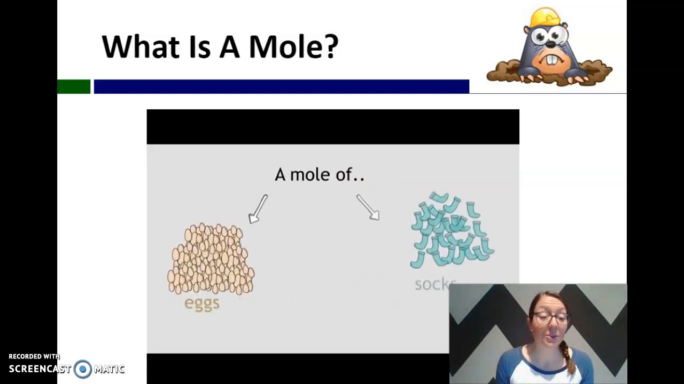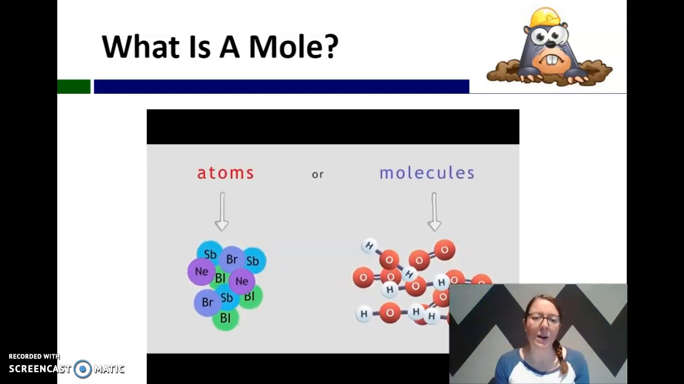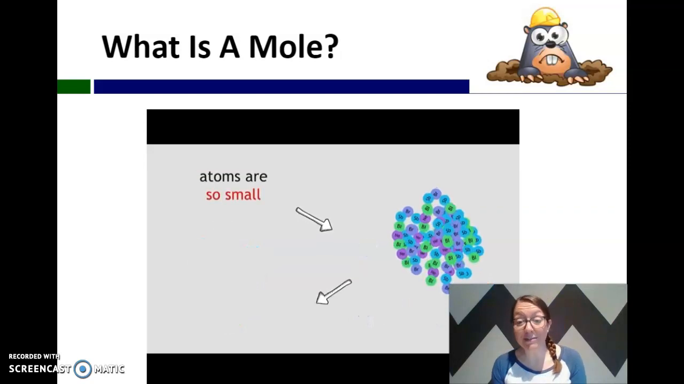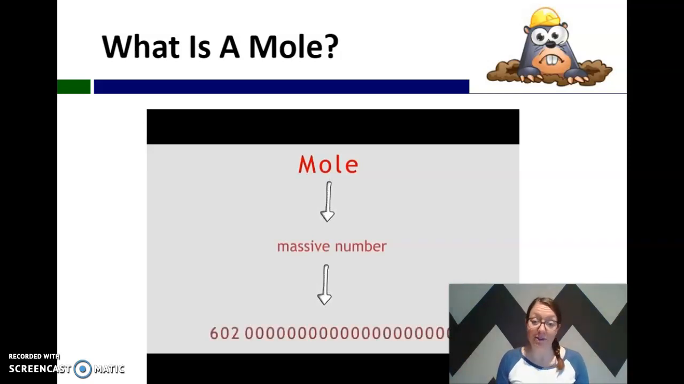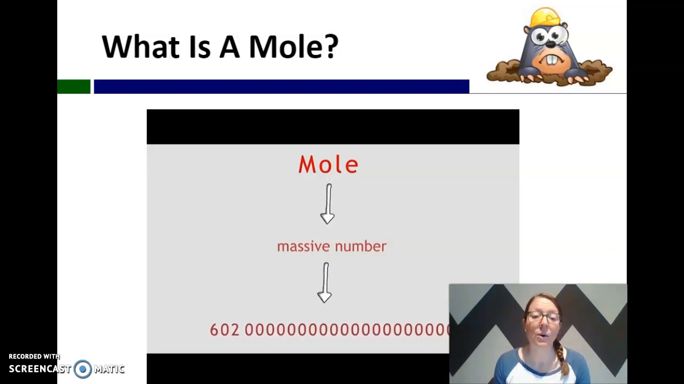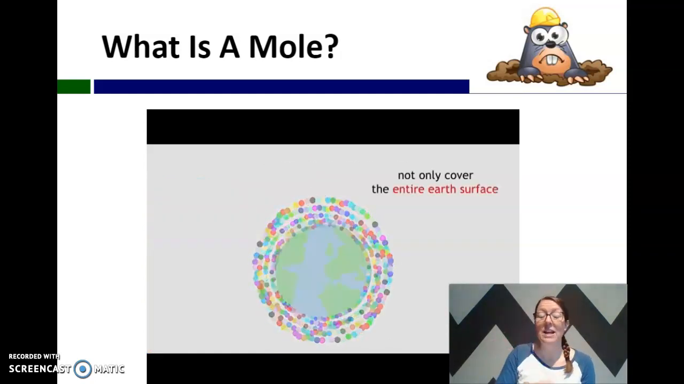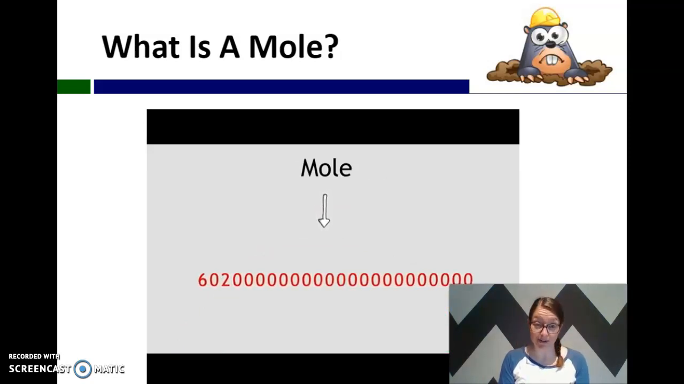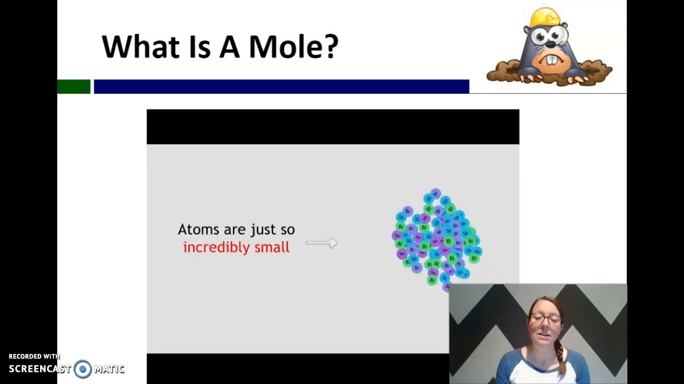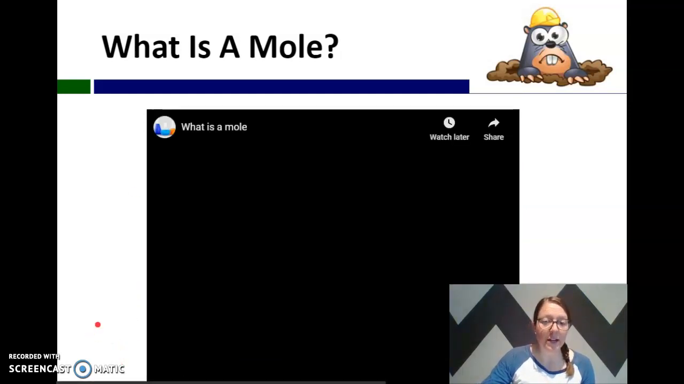It's huge. So you could have a mole of eggs or socks or a mole of paper, but usually chemists work with quantities of atoms or molecules, which are really, really tiny. So we need a number that can quantify how tiny these are because we're working with such massive quantities of atoms. It's six with 23 zeros after it. That's a mole. And so to kind of give you a sense of how big a mole is, if we had a mole of marbles and we put it around the Earth's surface, it would cover to a depth of 3.5 kilometers. A mole is a massive number, and chemists use this number for this quantity because atoms are so, so tiny. So let me show one more snippet of video.